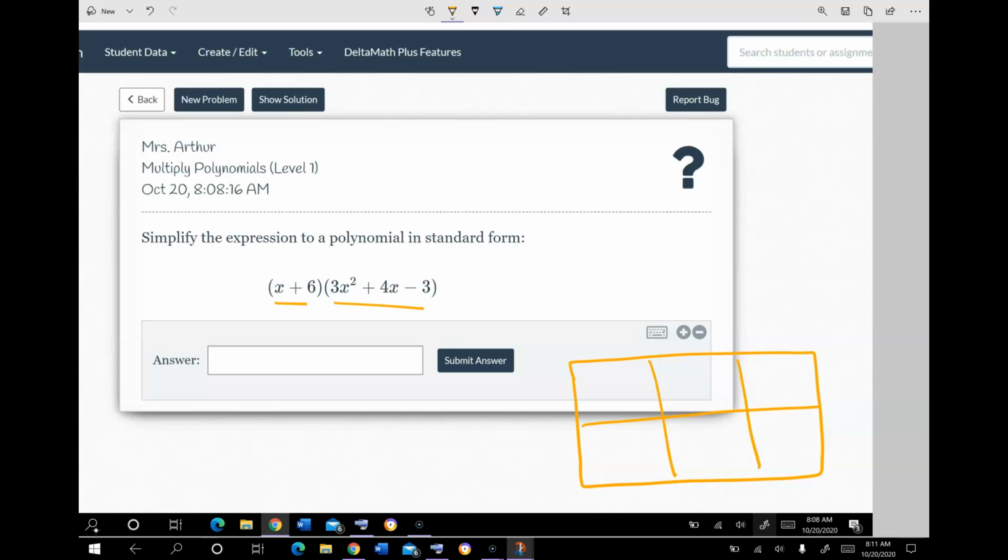2 by 3. So x plus 6, and then this is going to be 3x squared plus 4x minus 3. And you just multiply. 3x squared times x is 3x cubed. 4x times x is 4x squared. Negative 3 times x is negative 3x. 3x squared times 6 is 18x squared. 4x times 6 is 24x. And then negative 3 times 6 is negative 18.